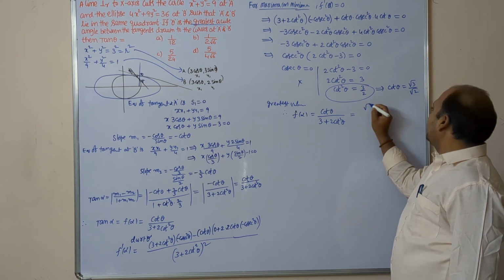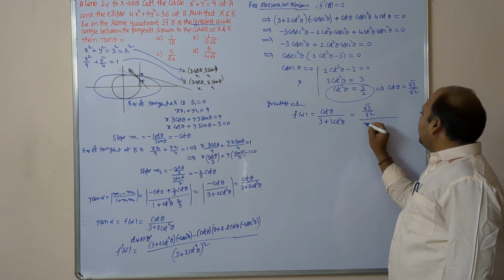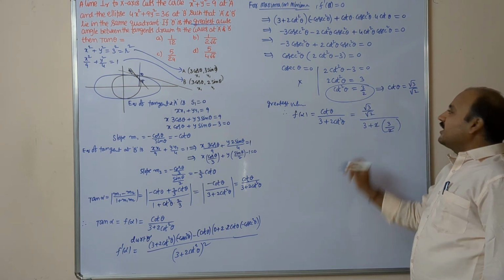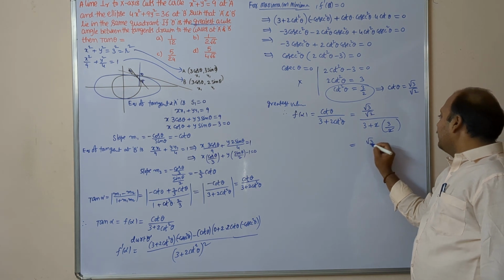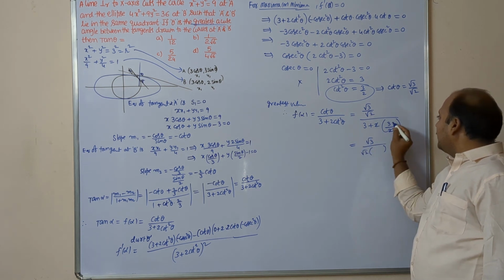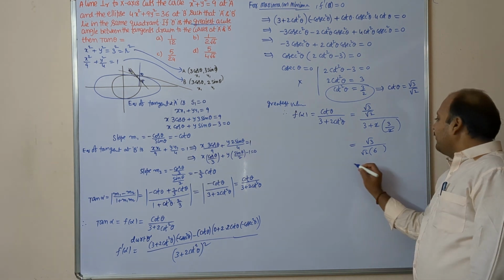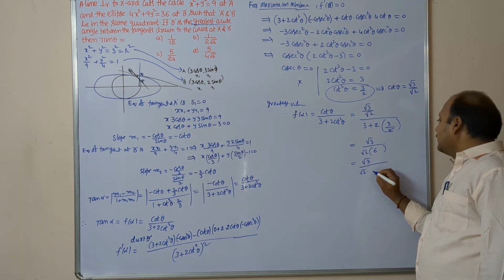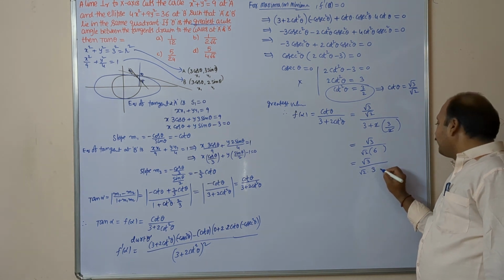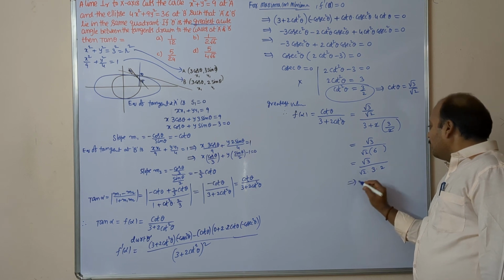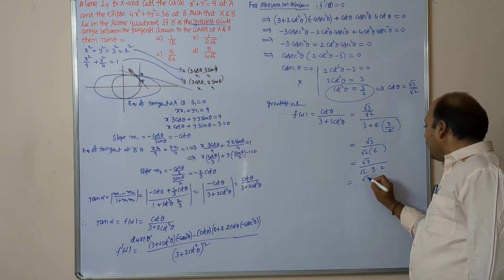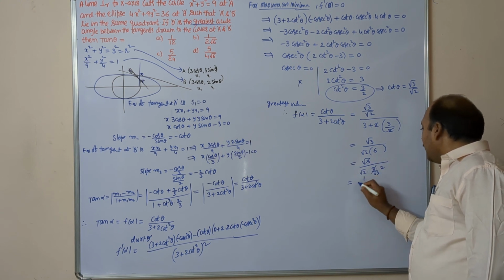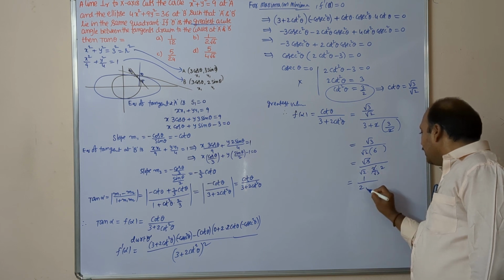So cot theta means root 3 by root 2, divided by 3 plus 2 into cot square theta, which is 3 by 2. The 2s get cancelled. So it is equal to root 3 divided by root 2 into 3 plus 3, which is 6. More simplification: root 3 divided by root 2 into 6, which can be written as 3 into 2. So root 3 will be cancelled now. In the numerator, 1 by 2 into root 3 into root 2 is root 6.